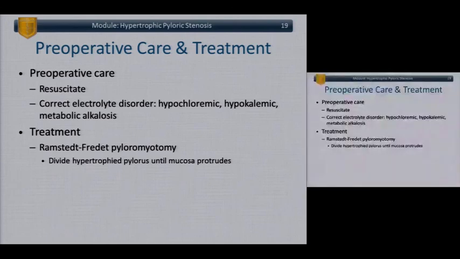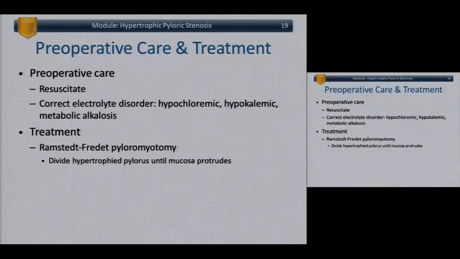So this is not an emergent operation anymore, and it's not even an urgent operation for us anymore. The biggest problem with these kids is that we really look at the resuscitation effects. If these kids come in under-resuscitated, they're at an extremely high risk when undergoing general anesthesia. So our biggest concern is to correct the electrolyte imbalance, especially the bicarb. You want to get the bicarb below 30.